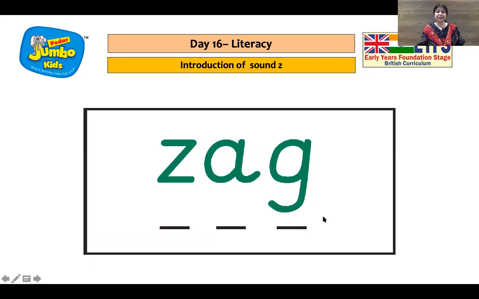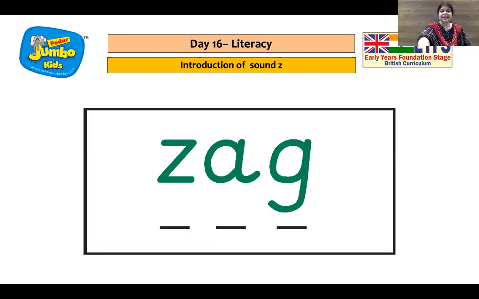Wow, even this word is having three sounds. Now let's see which are those sounds. Z-a-g, zag. Let's say it again. Z-a-g, zag. One last time. Z-a-g, zag. Superb. So these were the green words for letter Z.